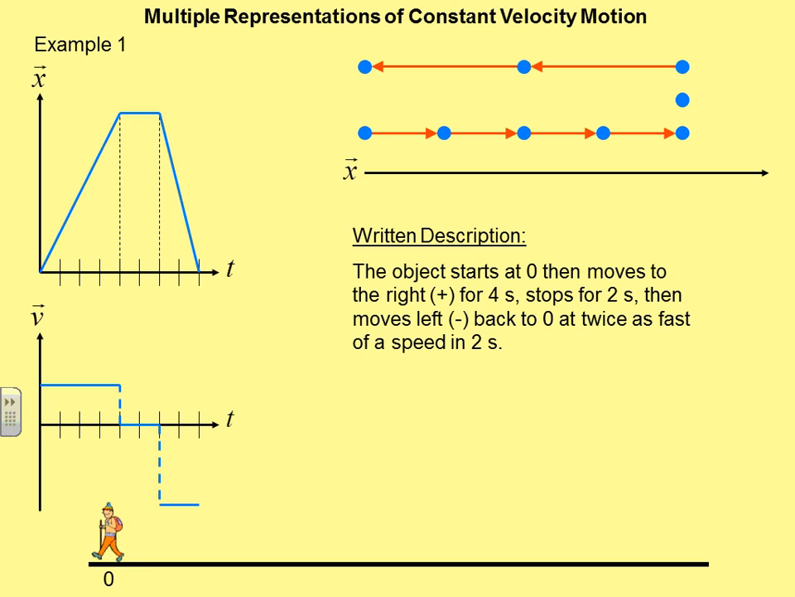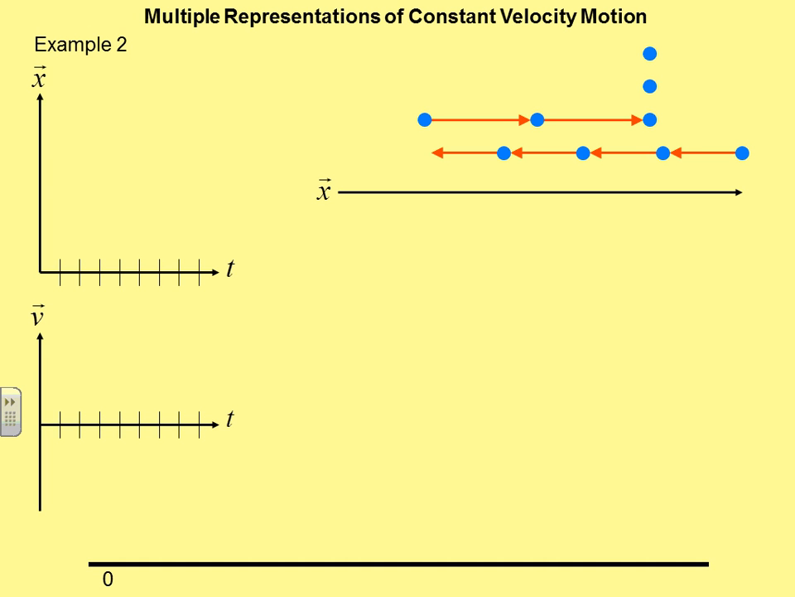Example number 2. This one's a little different because we're starting with a motion map as our given, and we're going to draw the corresponding position-time graph and velocity-time graph. But like we did before, the first thing we're going to do is ask what is the actual motion represented by the motion map here? And the first thing we have to decide about this motion map is, where is the 0-second dot?